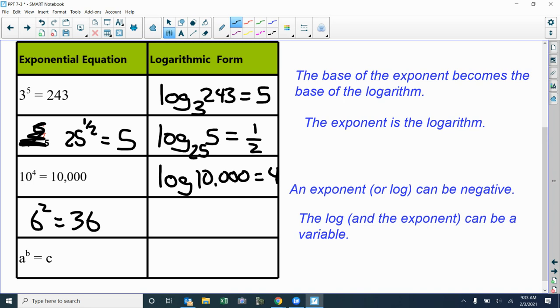How we doing? Is everybody okay? This would be what? Log base 6, 36 equals 2. And my final would be log base a, c equals 3. That's an A.